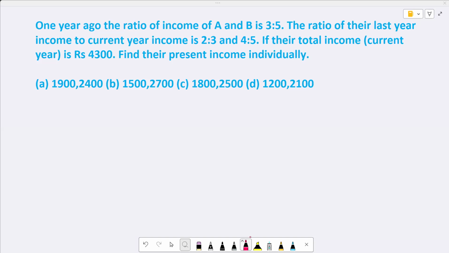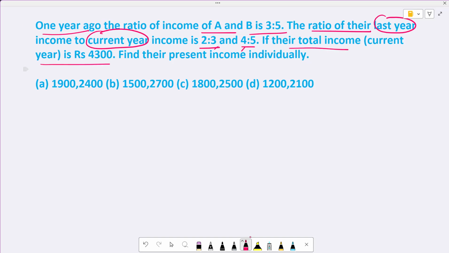The next question says 1 year ago, the ratio of income of A and B is 3:5. The ratio of the last year income to the current year income is 2:3 and 4:5. So this is given for A and B respectively. If their total income, that is current year's, is given, find their present income individually. That will come from this itself, right? Definitely. We just need to find out the ratio of their current income. That is what they're asking.